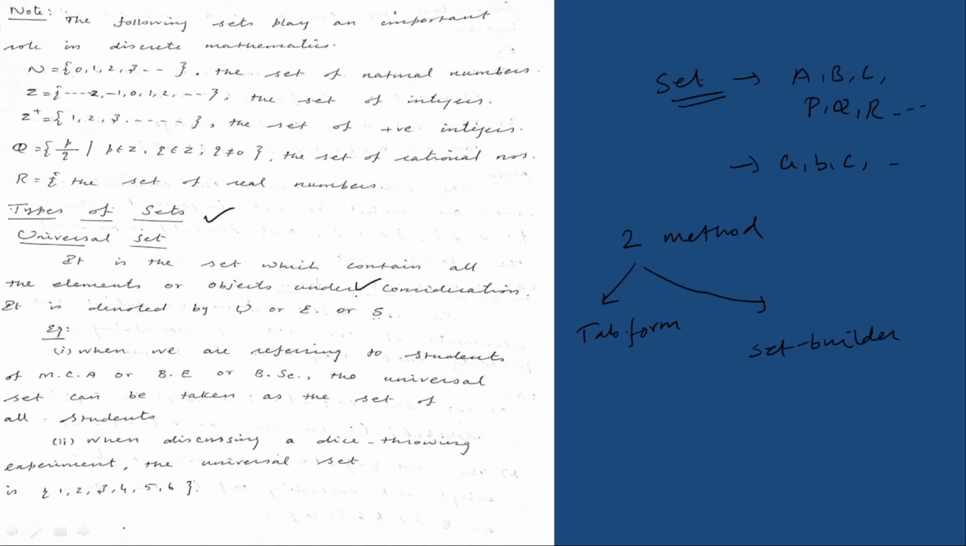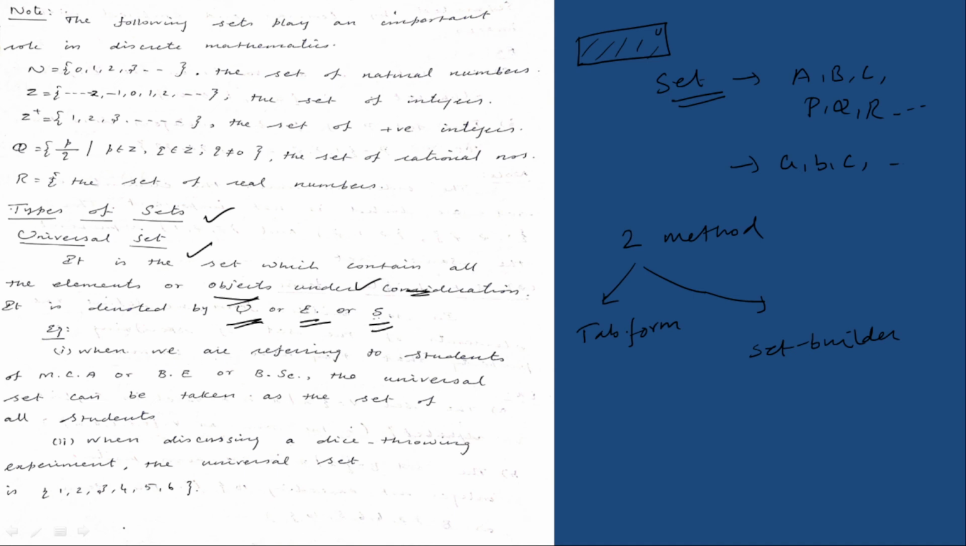The first one is a universal set. You know already universal. In a Venn diagram, this big rectangle represents a universal set. Universal set means the whole. That is, it is a set which consists of all elements or objects under our consideration. It is denoted by U or E, or sometimes we make use of the symbol S2.